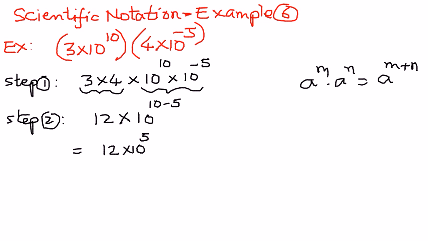So a very large number like 3 times 10 to the power of 10 times a very small number like 4 times 10 to the power of -5, when we multiply those two numbers, the resulting value is going to be equal to 12 times 10 to the power of 5. And this is where we want to leave it. This is our answer. Let's look at another example.